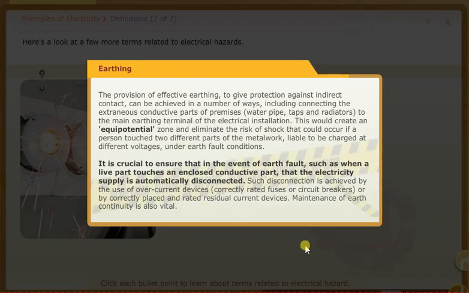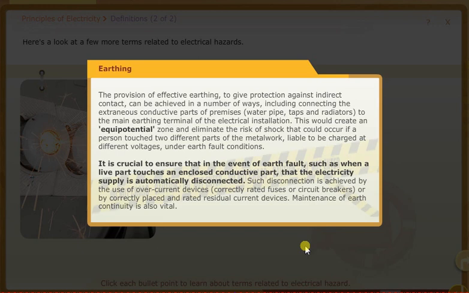Earthing. The provision of effective earthing to give protection against indirect contact can be achieved in a number of ways, including connecting the extraneous conductive parts of premises, water pipes, taps, and radiators, to the main earthing terminal of the electrical installation. This would create an equipotential zone and eliminate the risk of shock that could occur if a person touched two different parts of the metalwork, liable to be charged at different voltages under earth fault conditions.